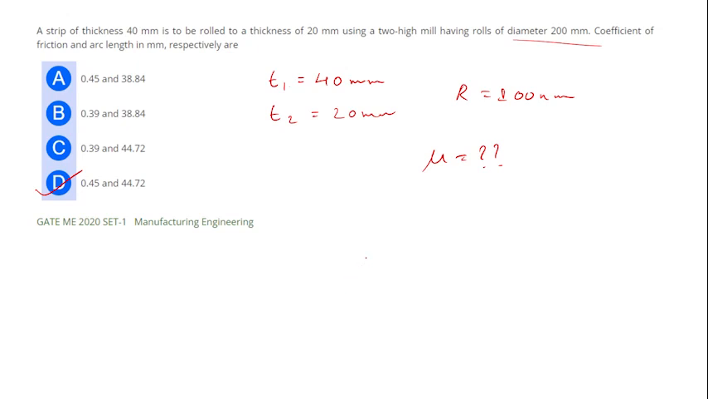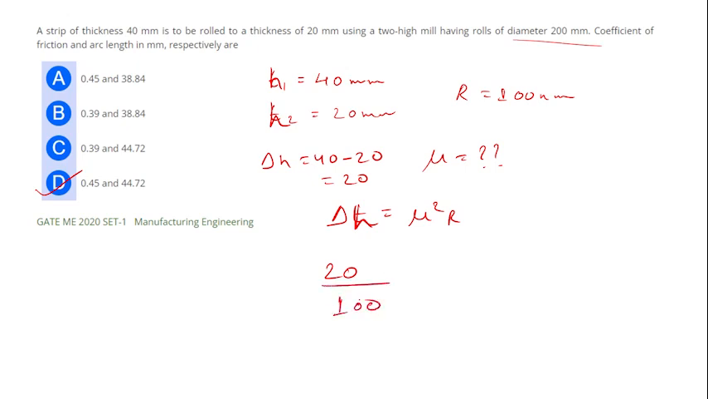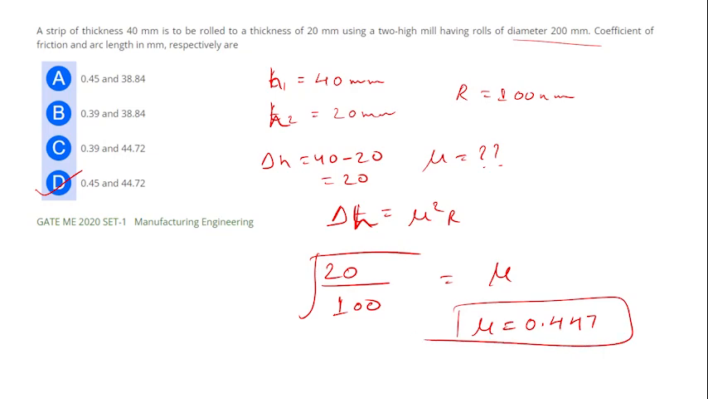So we have that formula: delta H is equal to mu squared R. So what will be delta H here? 40 minus 20, that will be 20. Your R is given as 100. Under root, it is equal to mu. So your mu will be around 0.447.